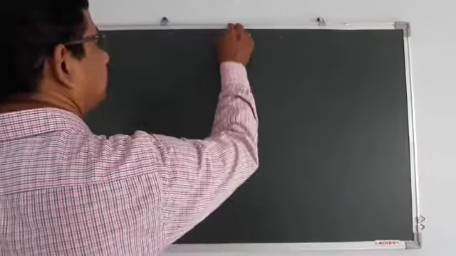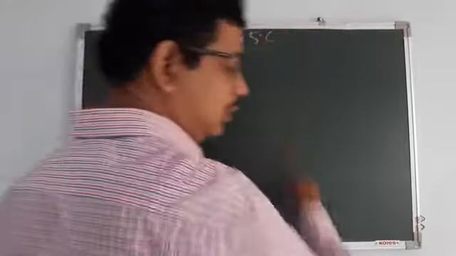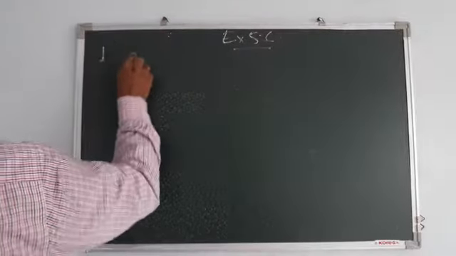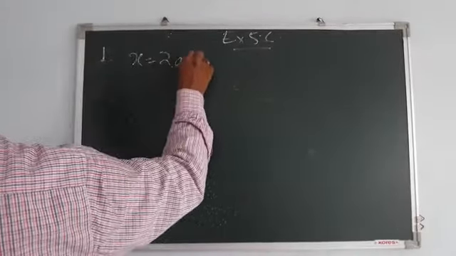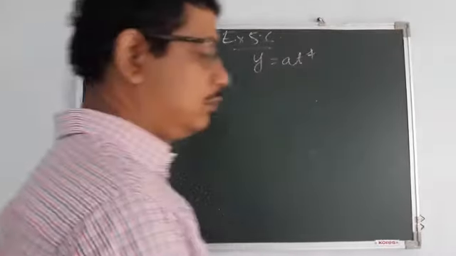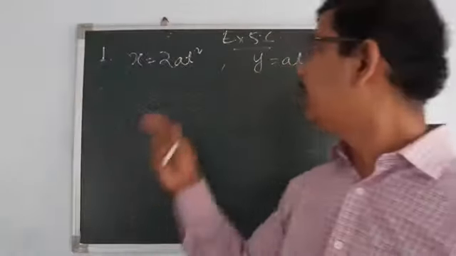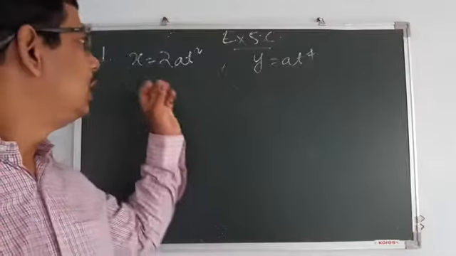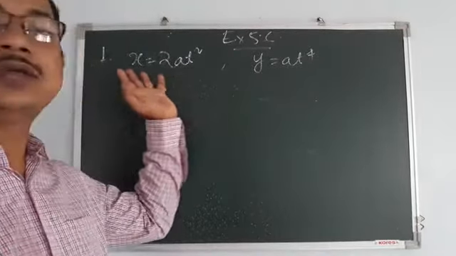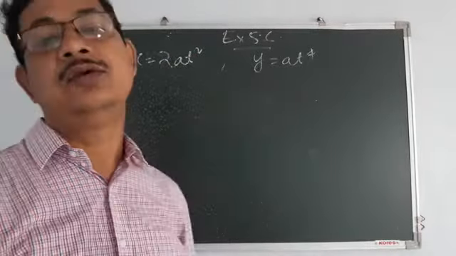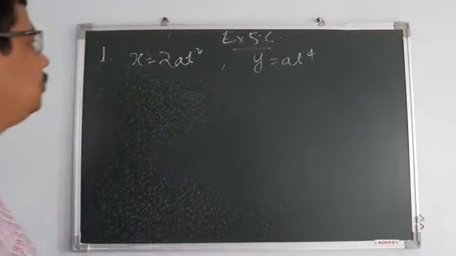So exercise 5.6, in question number 1 they have given x equal to 2a t square and y is equal to a t to the power 4. You see here x is given in terms of t variable. Remember here a is a constant. Then x is not directly connected with y. Y is given a t to the power 4. See how to do dy dx.